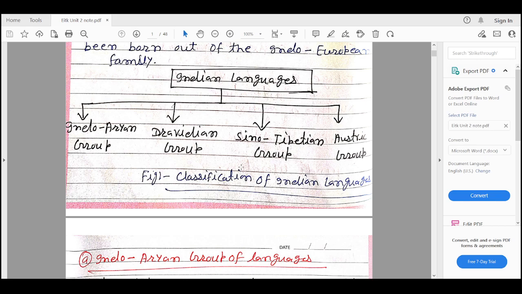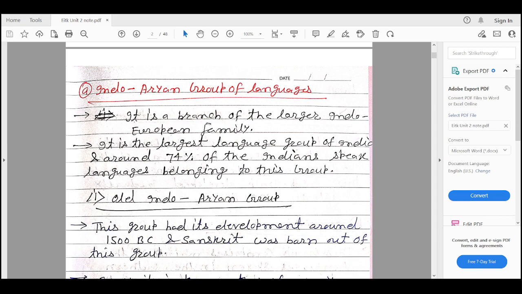The first is the Indo-Aryan group of languages. The key point is that this group is also known as the Indic language group, and it is a branch of the larger Indo-European family. So the first key point is the Indic language group. The second is that it is part of the Indo-European language family.